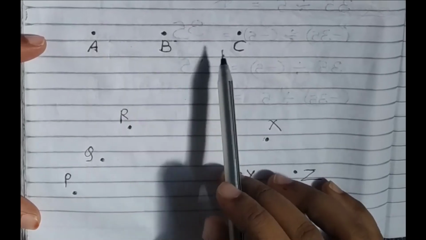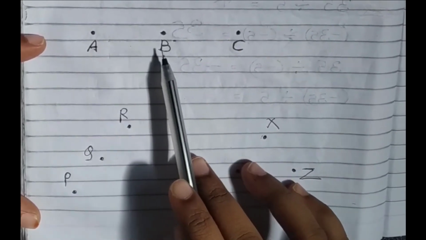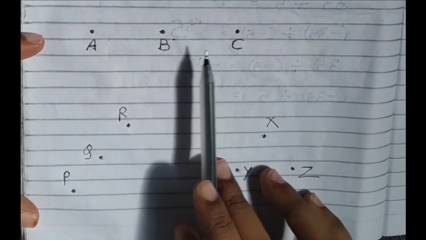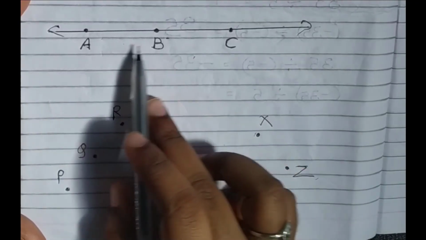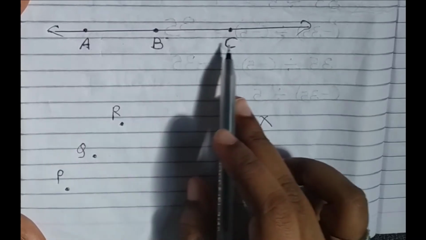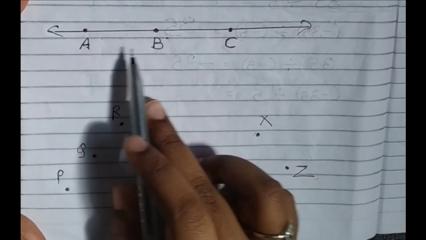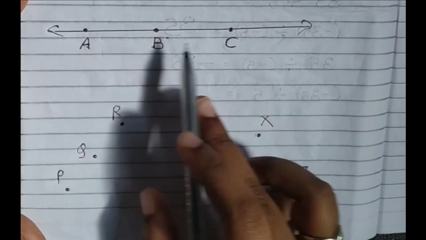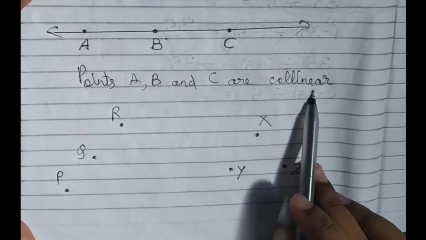Three or more points are said to be collinear if they lie on a straight line. See here the points A, B and C. Now you can see they are lying on a straight line. We can draw a straight line which passes through all 3 points, right? So these 3 points are called collinear. Therefore points A, B and C are collinear.